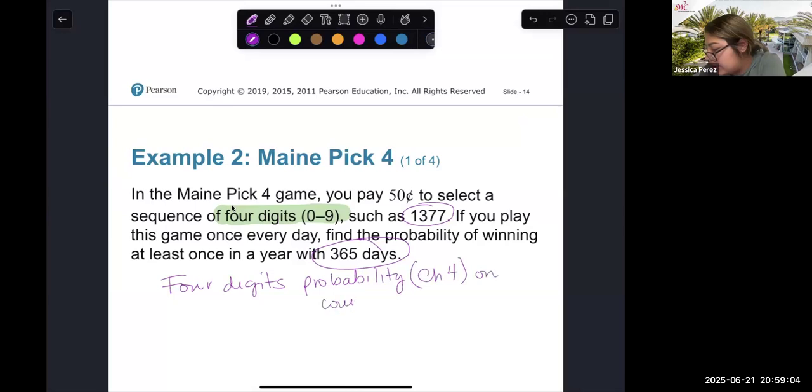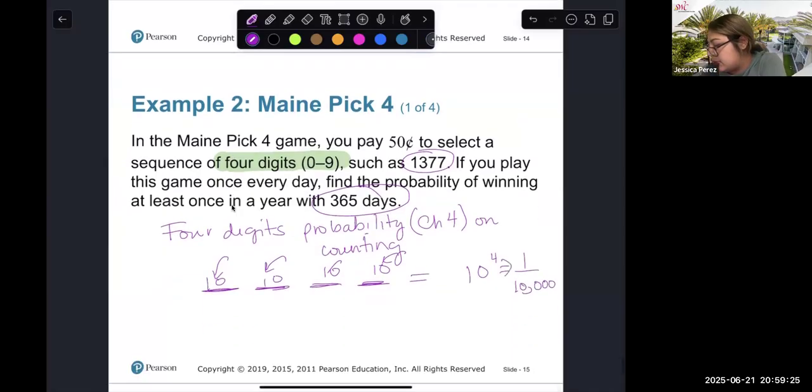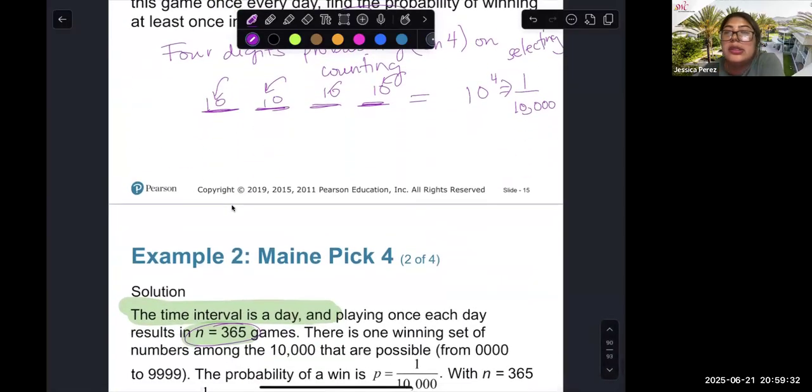on counting, when we were looking at probabilities, 1 chance, 2, 3, 4. From 0 to 9, I have 10 options, 10 options, 10 options, and 10 options. So that's 10 to the 4th. That's 1 out of 10,000 options. That's my probability. That would be selecting the correct one, selecting the winning one. So the probability is 1 out of 10,000.